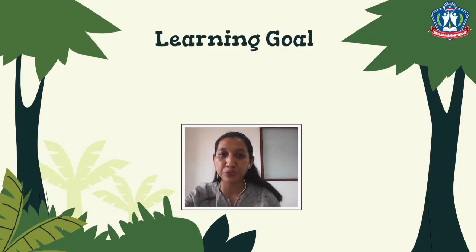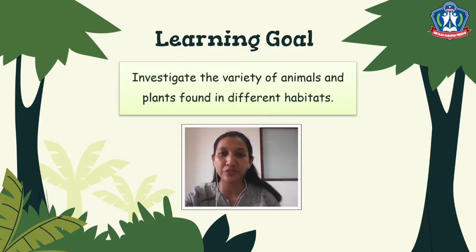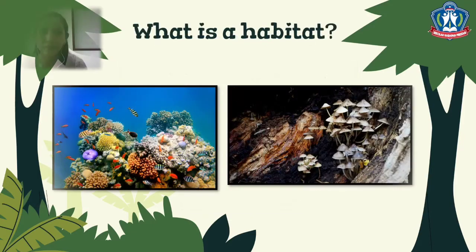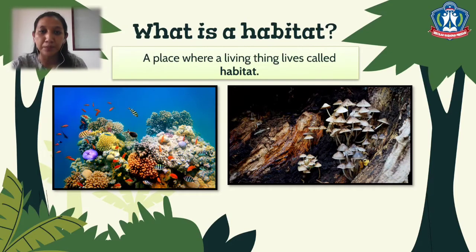In this Chapter 3, Lesson A, you will have the learning goal. So, you will investigate the variety of animals and plants found in different habitats. What is a habitat? A place where living things live. We call it habitat. It provides the living thing with what it needs, such as food, water, shelter, and protection.